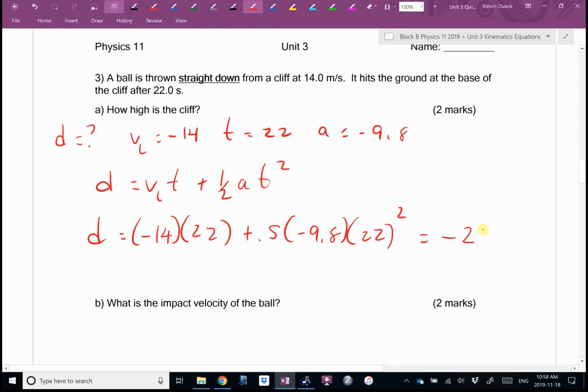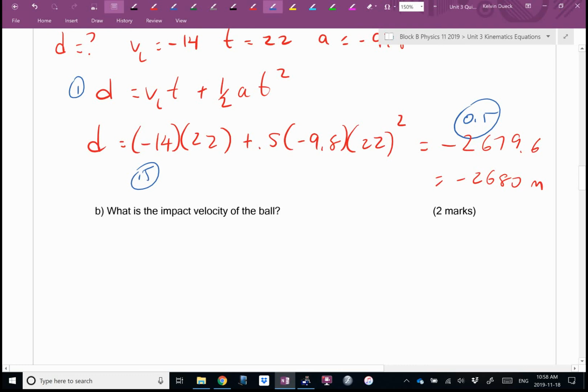Negative 2679.6, which is negative 2,680 meters. Again, 1 mark, half mark, half mark.